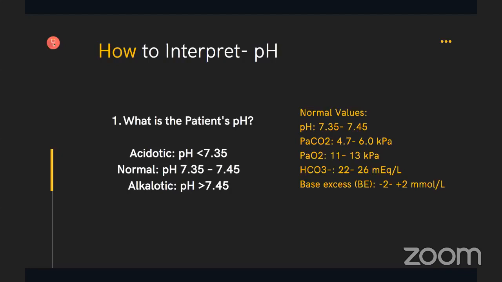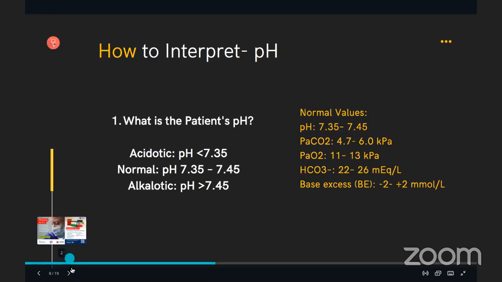Changes or disruption in the pH are due to an imbalance of CO2 and HCO3. That corresponds to a respiratory cause of a disturbance in the pH or a metabolic cause of a disturbance in the pH, with CO2 being the respiratory and HCO3 being the metabolic cause. So the first thing to do when you get given an ABG, after you've looked at the oxygen and the CO2 and decided if the person's in any respiratory failure, is to look at the pH. If it's normal, that's fantastic. If not, you need to decide, is it acidotic or alkalotic?